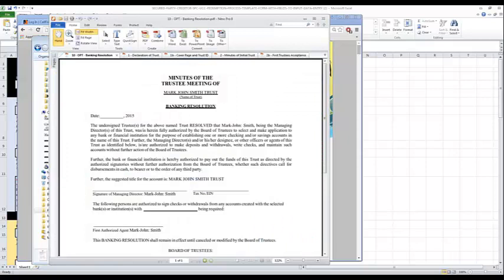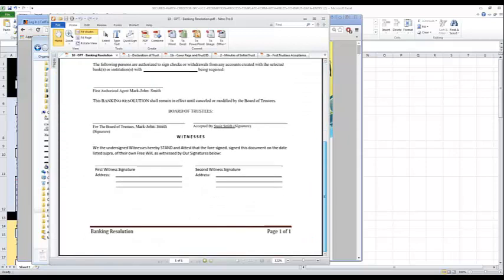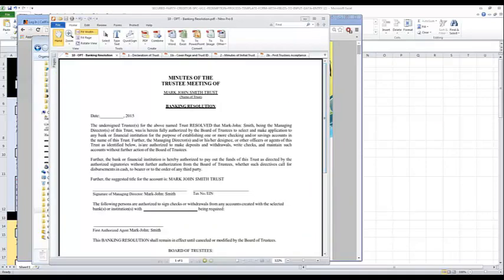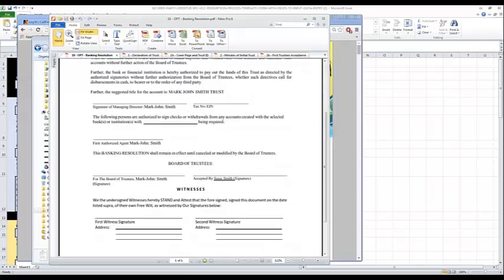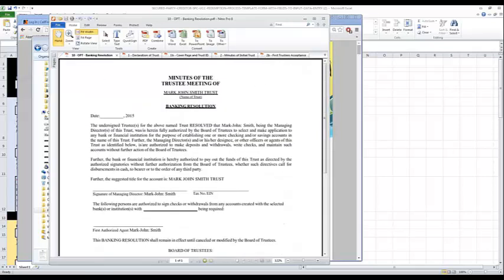Bank account resolution. Okay. That one's got 2 witnesses on it. See, the unassigned trustees of the above named trust resolved that Mark John Smith, being the managing director of the trust, is herein fully authorized by the board of trustees to select and make application to any bank or financial institution for the purpose of establishing checking accounts to serve in the name of the trust, blah, blah, blah, right? So this as well. That abstract of trust and the banking resolution is all you need to open up a bank account. But not all bank accounts.